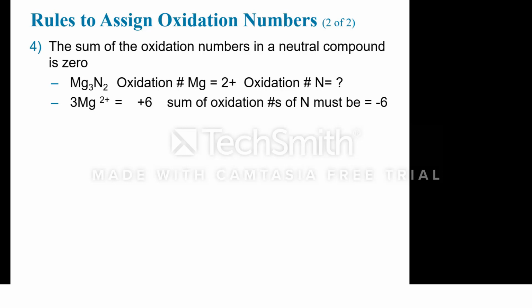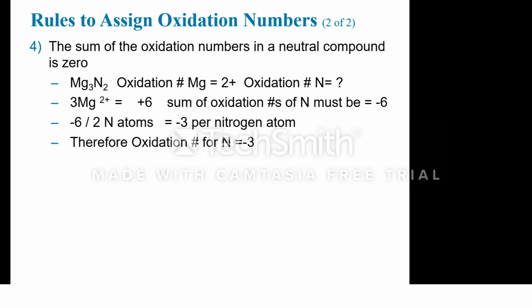Okay, so if we have 2 nitrogens, we must divide -6 by our 2 nitrogens, and that gives us -3, and that's -3 per nitrogen atom. Therefore, our oxidation number for nitrogen is -3.